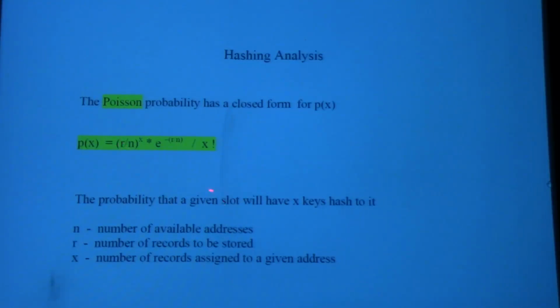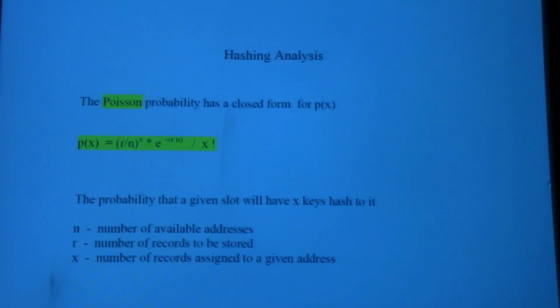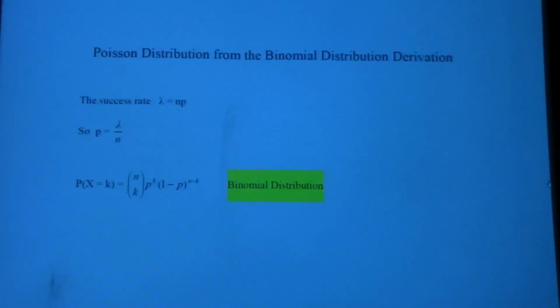So the probability that a given slot will have x keys hashed to it depends on the number of available slots or addresses, which is n, the number of records to be stored, which is R, and the number of records assigned to a given address. Now, we can simplify this. How do we get at this function? Well, this is very simple.